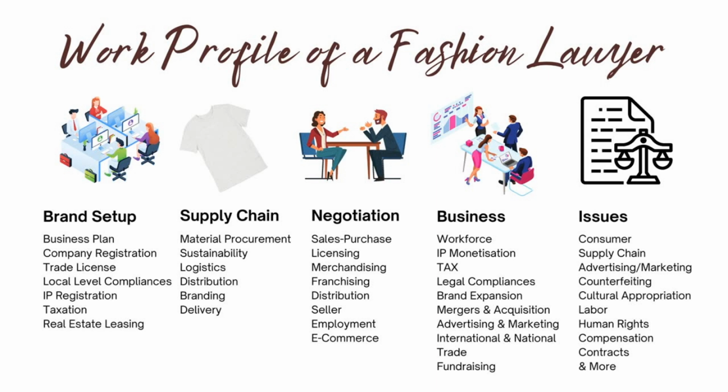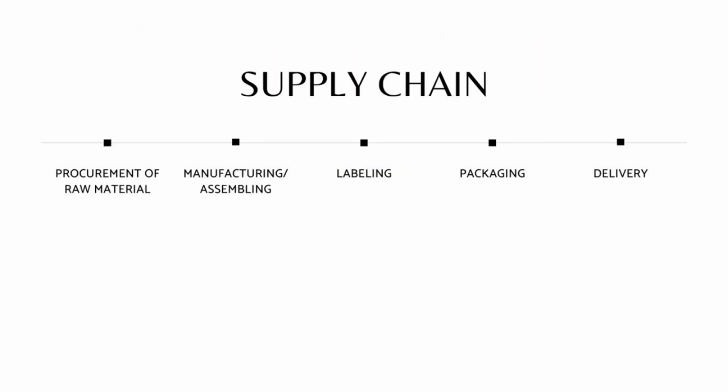So let me make it very easy for you to understand what the supply chain is. Supply chain means a complete process from a raw material to an end user product. So that is a supply chain. And then there will be legal issues between these processes. So as you can see, this is the supply chain.